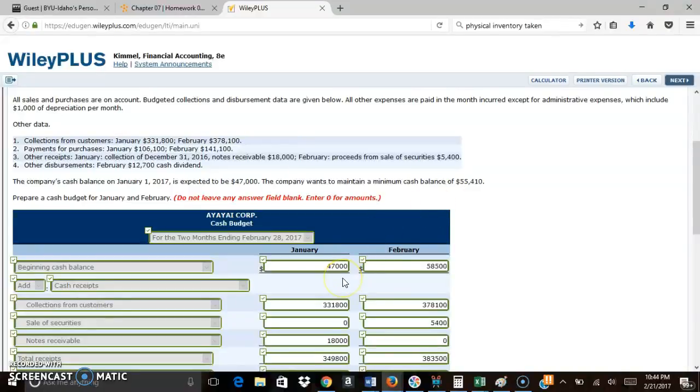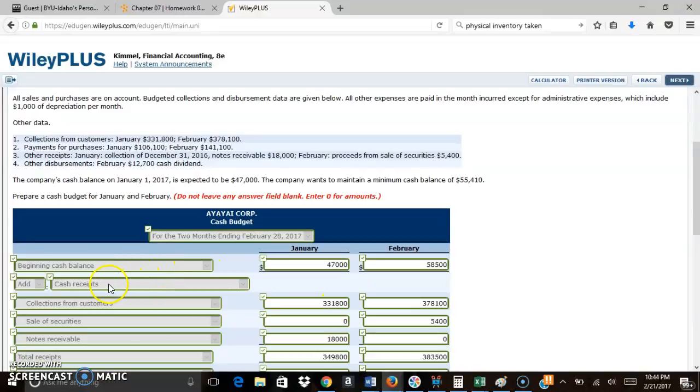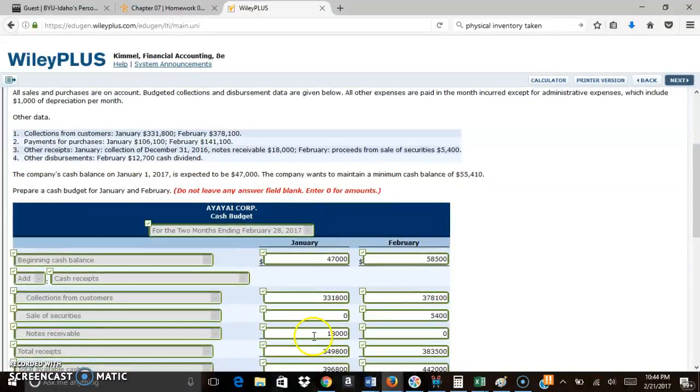So we're going to start with January, and we're going to add cash receipts. And so we go through and do collections from customers for $331,800. This is right up here in January. And then the next thing that we were supposed to input is sale of securities. That's what the book says, but we don't have any sales of securities in January, but there is some for February, right over here for $5,400. So I would input that over there. And then notes receivable we did have for $18,000, which was up here.